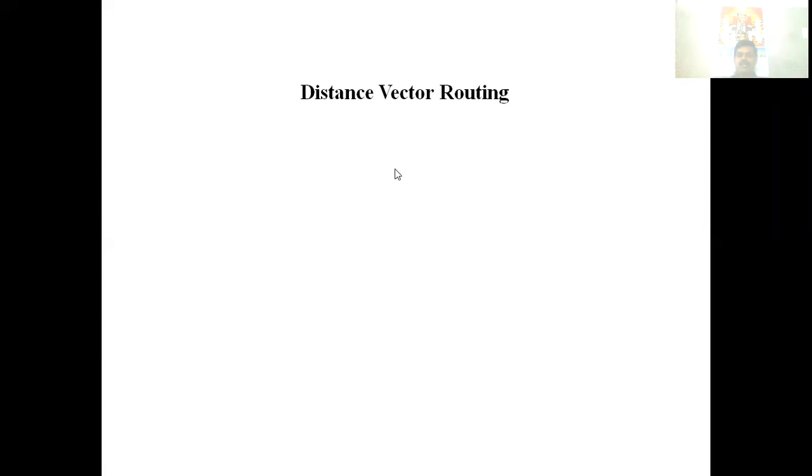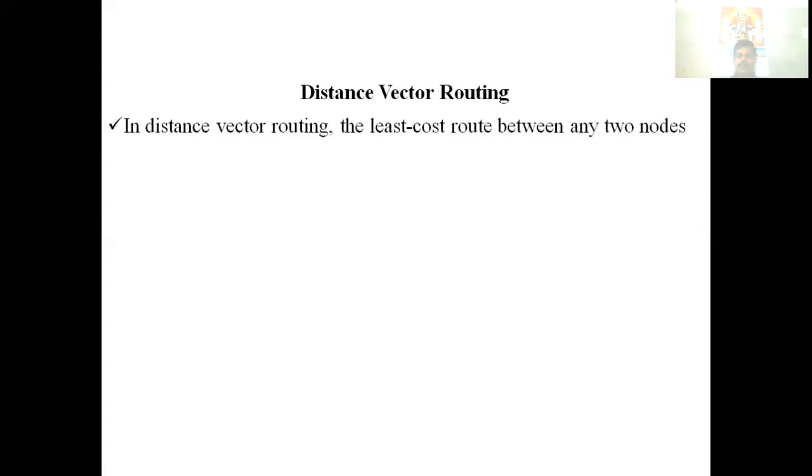Next, we are going to see the distance vector routing. In distance vector routing, the least cost route between any two nodes is a route with the minimum distance. So, what is distance vector routing? The least cost route between two nodes is a route with the minimum distance.